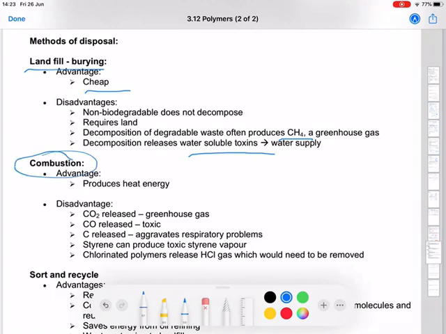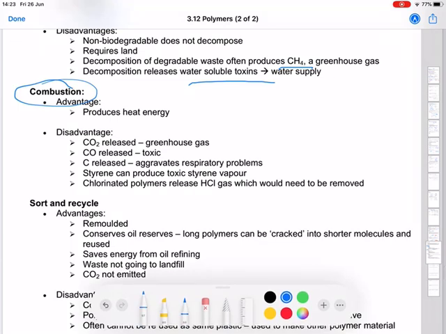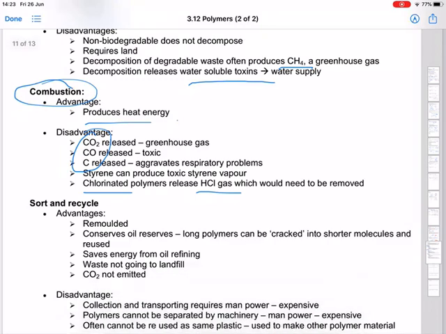The second way of doing it would be to burn it. If you think about it, it's come from a fossil fuel in the first place, and we burn fossil fuels anyway. So if you could break the polymer back down into its smaller monomers, it would actually be quite a good fuel. So in terms of being a fuel, it's great. It would produce heat energy. However, like all fuels, you're going to get toxic gases given off as well. Styrene has benzene in it, which is terrible when that is given off. And any polymers that have chlorine on there is going to give off HCl gas. Again, that would need removing as well.